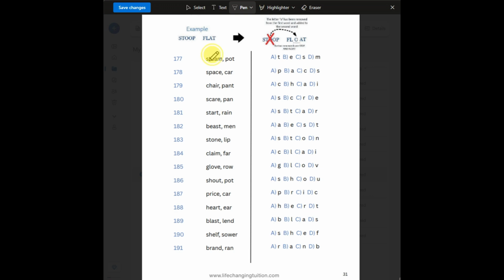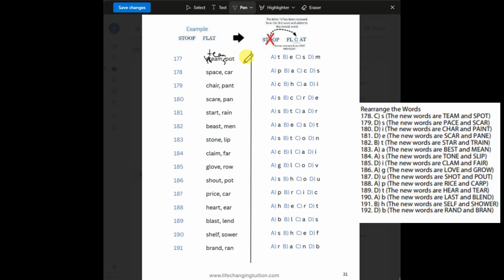So if you try to take out the T here to make seam, well, that doesn't work, because if you put a T on this side, nothing's going to work, right? So what you can change is you can take out the S to make team, and then you put the S here and you get spot. So team and spot. So the answer is going to be S, that is the one that you take out. Alright? Again, the answers are on the screen with what words are made for each of them.